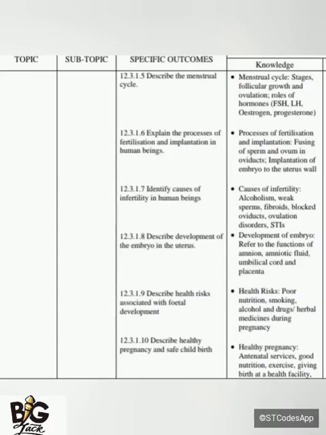Apart from that, you need to describe a healthy pregnancy and safe childbirth. For example, if a woman is pregnant, she needs to give birth at the clinic or the health facility. Apart from that, if the woman is pregnant, she needs to do some exercise, and during the pregnancy, the woman needs to take what? Good nutrition.